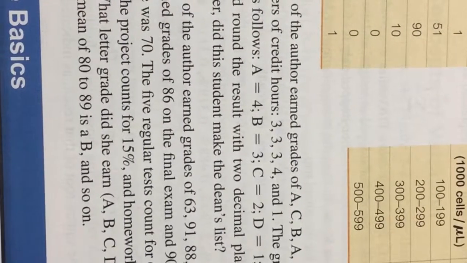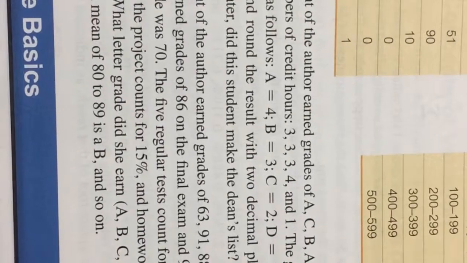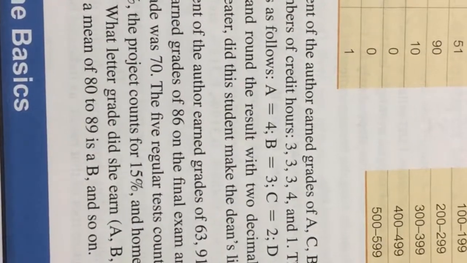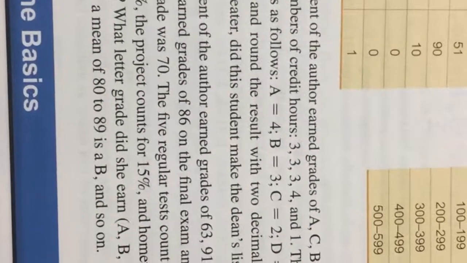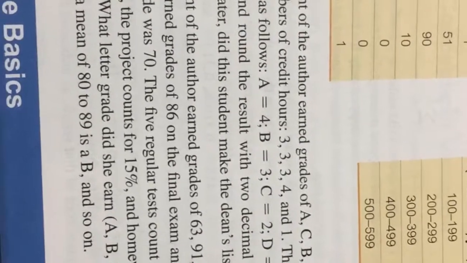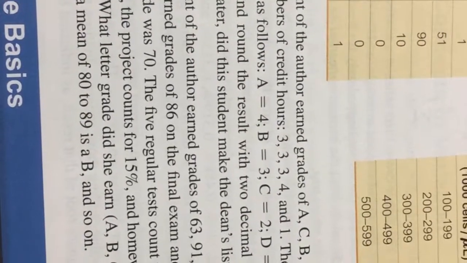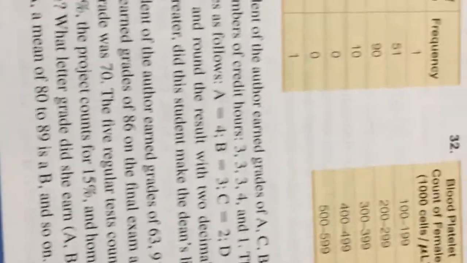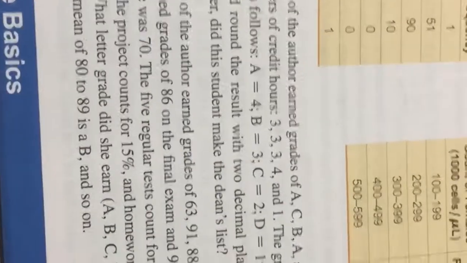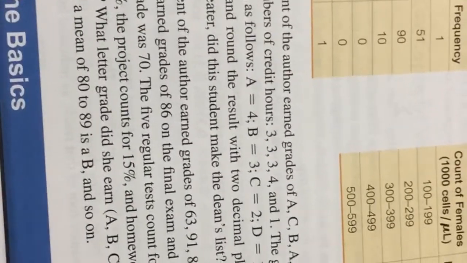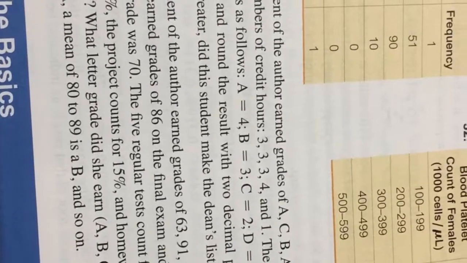Okay, so let's look at the last two problems, which are 33 and 34. Okay, it says a student of the author earned grades of A, C, B, A, D. Those courses had the corresponding numbers of credit hours 3, 3, 3, 4, 1.